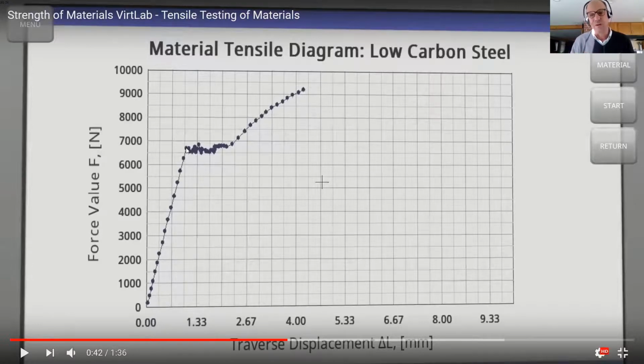And we know that if I wanted to turn this into a stress-strain diagram, I'd have to take the y-axis, the force, and divide it by the cross-sectional area. And to make the x-axis strain, I would have to take the delta L and divide it by the original length. And this is what I want you to do for the lab.